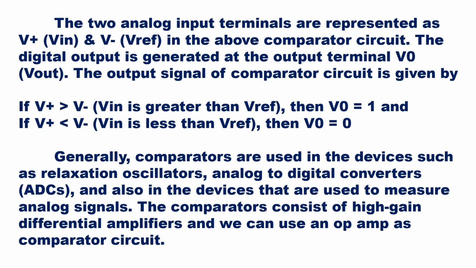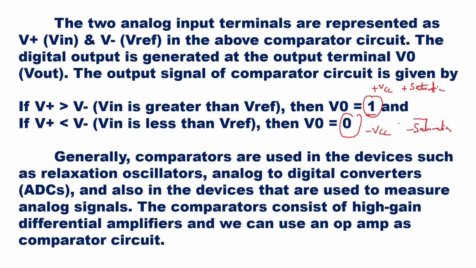The output signal of a comparator circuit is given as: V plus greater than V minus, that is V in greater than Vref, will give you the output as logic 1, and when V in is less than Vref, it will give you the output as logic 0. So here it is high. You can take this as plus VCC or plus saturation level, and this as minus VCC or minus saturation level. So the output will vary between two levels depending upon whether the input voltage is greater than or less than the reference voltage.